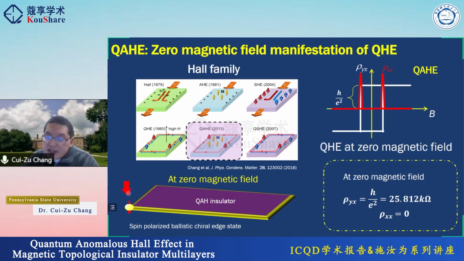When the magnetization is up, the chiral edge state goes this way. When the magnetization is down, the edge state goes the opposite way. So the chirality of this edge state depends on the magnetization direction of the sample. This edge state, we usually call the spin-polarized ballistic chiral edge state.